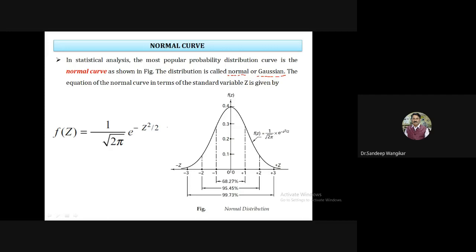The equation of this normal curve in terms of the standard variable z, so z is the standard variable: f of z is given by 1 by under root 2 pi, e raised to minus z square by 2. So this is the equation of this particular line shown here, and this is nothing but the normal curve. I will call this the normal curve, and the distribution is called the normal distribution. If you refer to 0, minus 1, minus 2, minus 3, plus 1, plus 2, plus 3, z is the variable, and the curve is increasing, a standard shape is there, and then decreasing again.